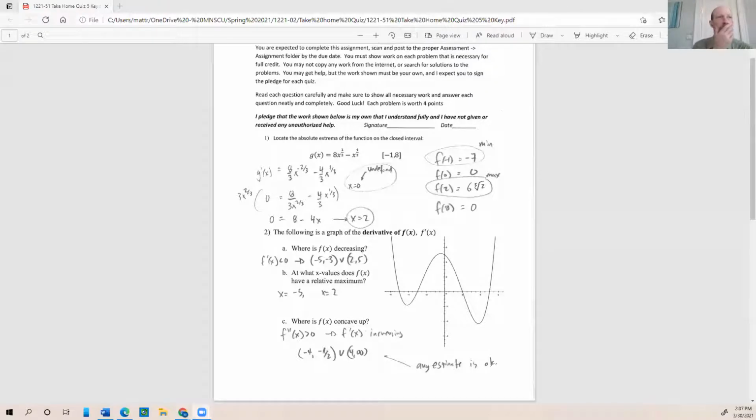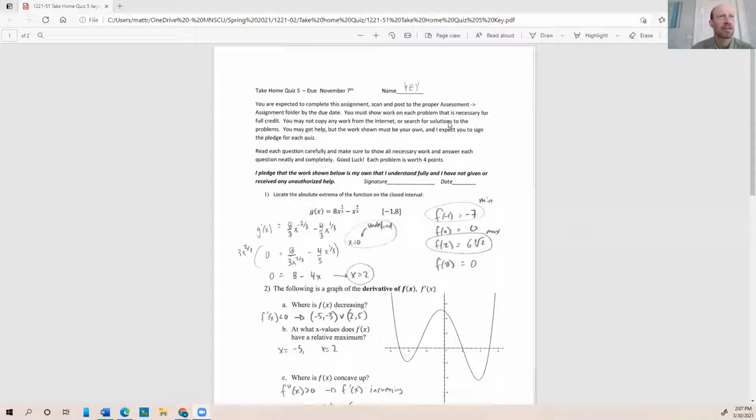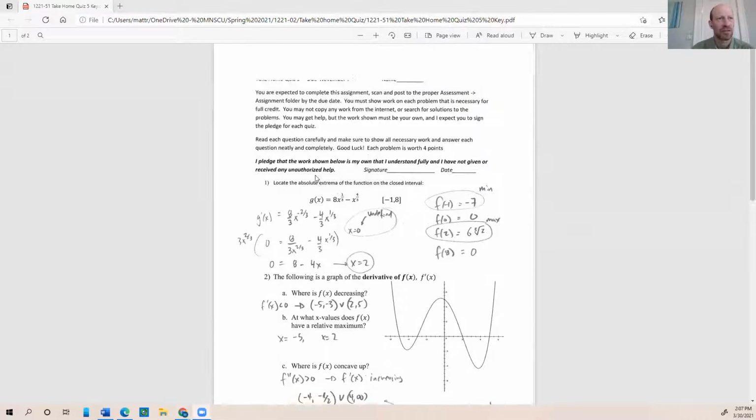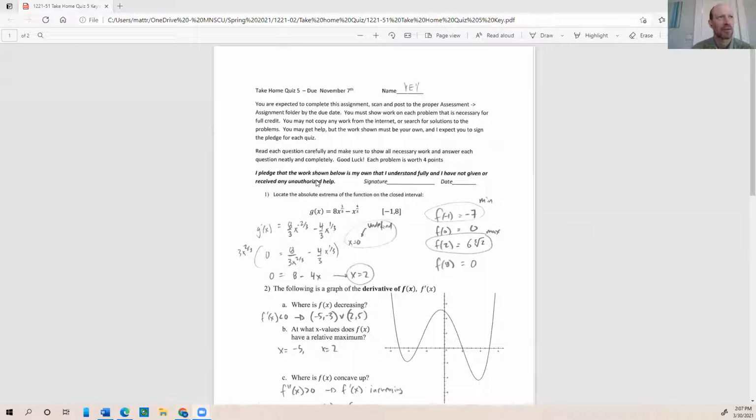Okay, so this is the key. This is posted online. Sometimes I've done video keys, but this time I just have a paper key. Sorry about the date there. I take the old versions and change them around sometimes and forget to change the dates.